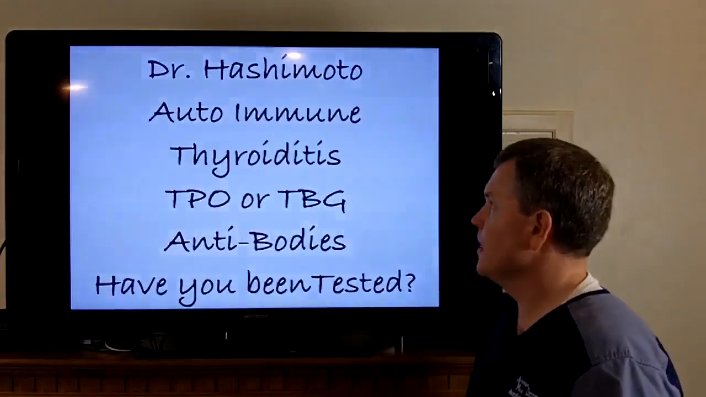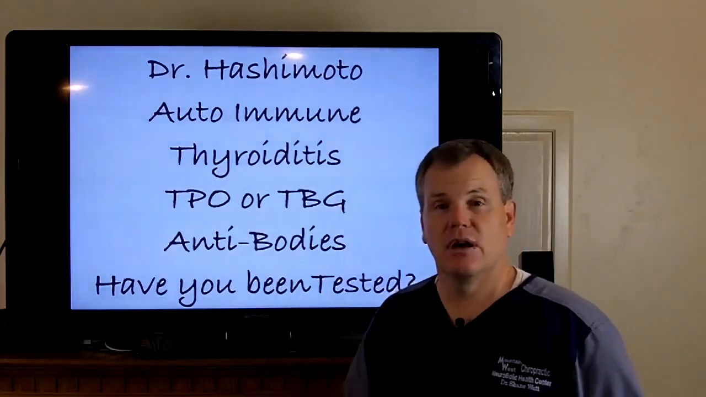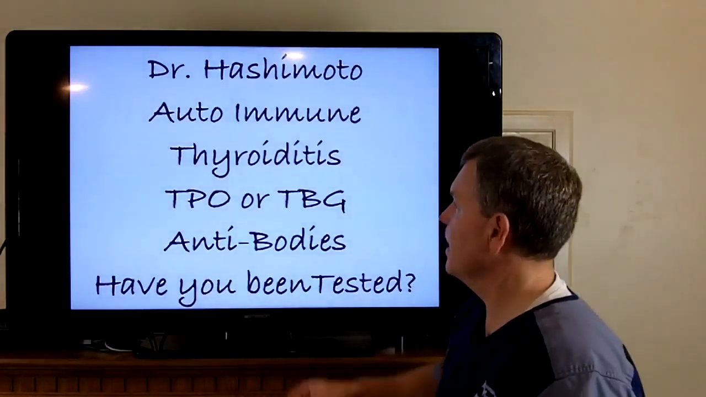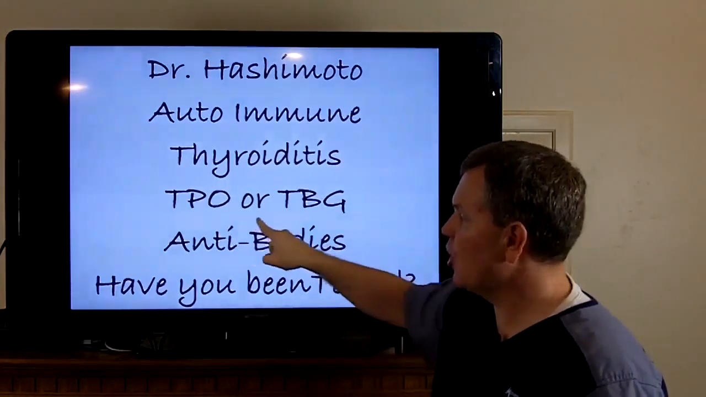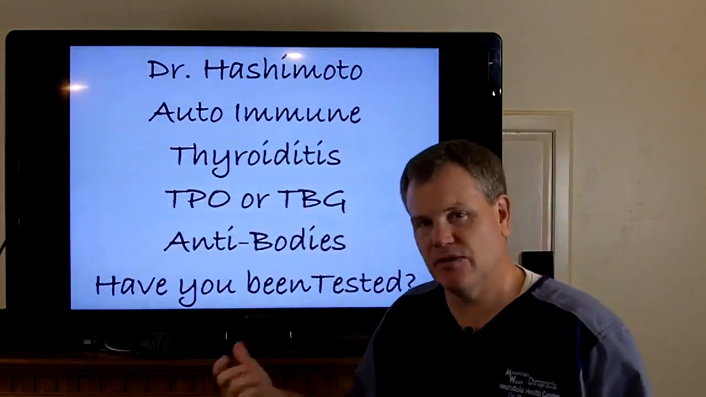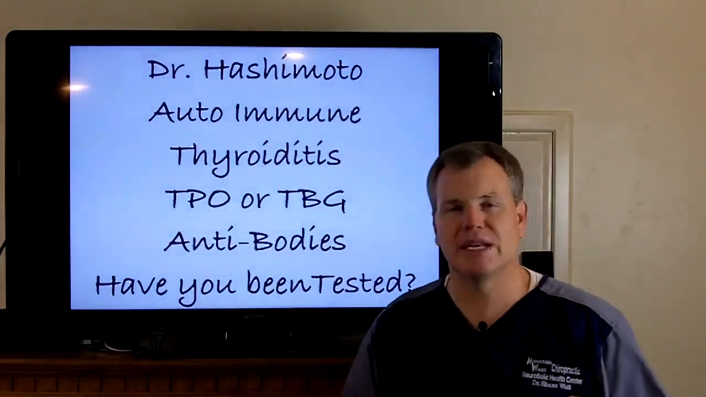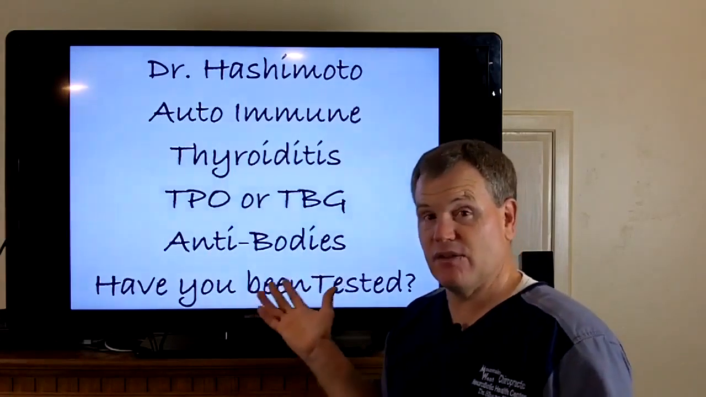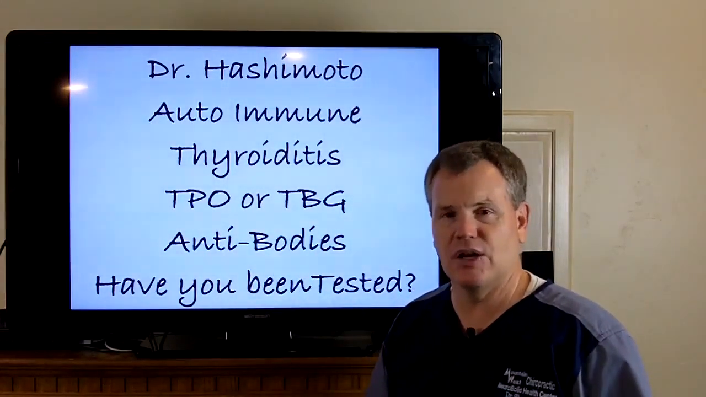Hashimoto's is what it's called. Dr. Hashimoto in 1912 discovered Hashimoto's. He named it after himself, right? That's what a lot of the diseases did in the past. It's autoimmune thyroiditis. It's when TPO or TBG antibodies are found in the blood. It's a very simple test. But the question is, have you been tested? Most people have not. And yet, the high majority of thyroid cases, as we talked about, 70+%, have autoimmune Hashimoto's.